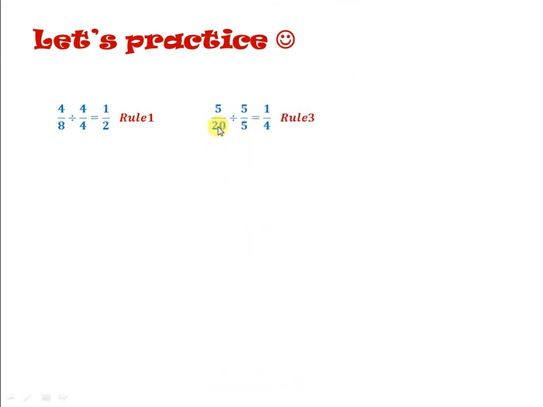Another example, 5 over 20. I have 5 and 0. So we can use rule number 3, divide by 5, up and down. 5 divided by 5 is equal to 1. 20 divided by 5 is equal to 4. And that's the simplest form because I have 1 up. Also 6 over 12. We can try rule number 1, which is to divide by the smallest number, which is 6. So we divide up and down, both the numerator and the denominator, by 6. 6 divided by 6 equals 1. 12 divided by 6 equals 2. And this is the simplest form.